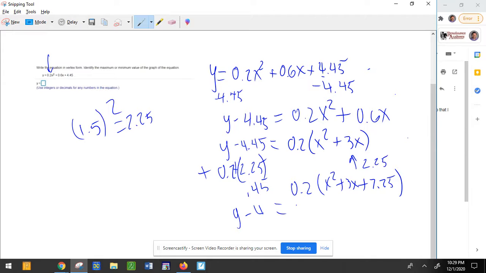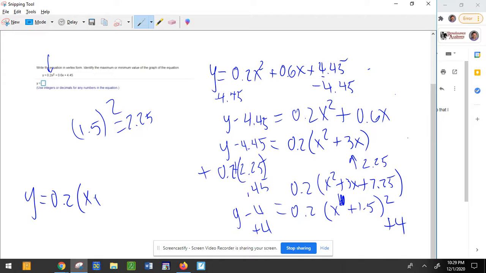When you factor that, you're going to get 0.2 times x plus, well, it's going to be the b divided by 2, so it'll be that 1.5. That's not squared there, that's just x, and then the squared's out front. And then we're going to add 4 to both sides. So the equation in vertex form is going to be y equals 0.2 times x plus 1.5 squared plus 4.